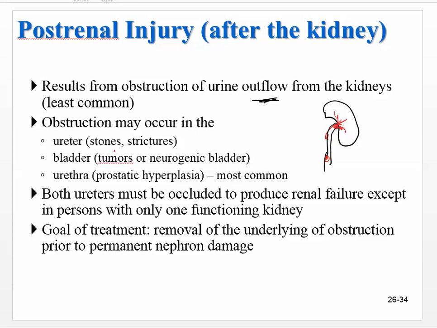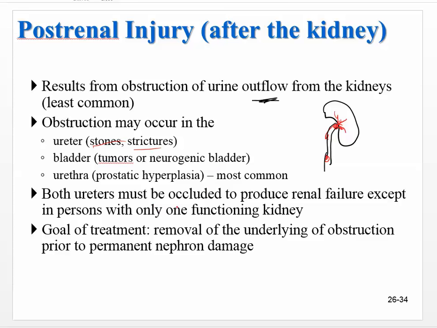It may occur in the ureter, which can come from stones or strictures, which usually come from scar tissue or something that doesn't allow it to stretch. In the bladder: tumors, and neurogenic bladder, where you can't control emptying of the bladder. In the urethra: prostatic hyperplasia, so the prostate gland may be enlarged, which blocks the urethra and doesn't allow urine to flow out.